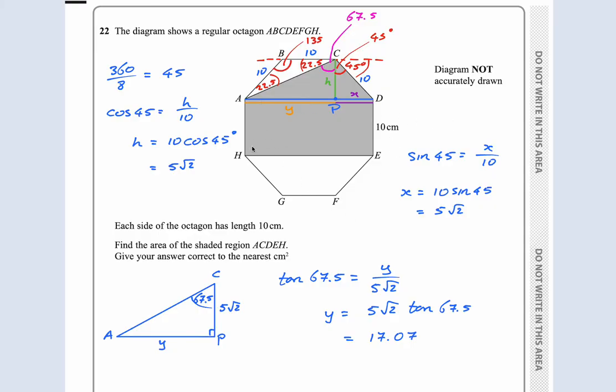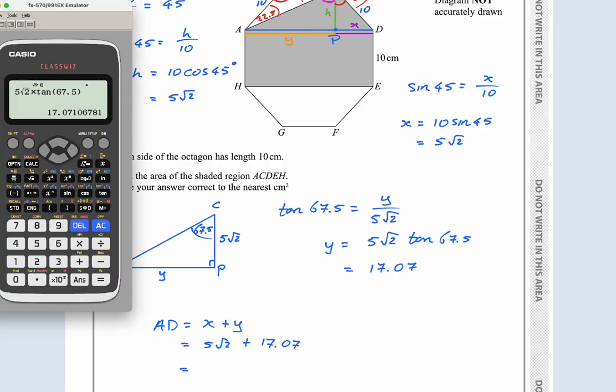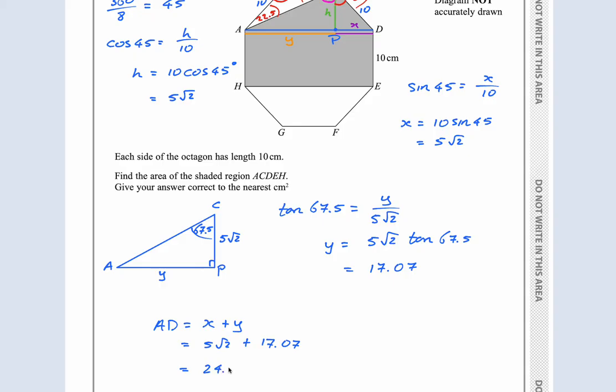Okay, so now I have the blue length, AD. So AD is equal to x plus y, that's right, x plus y, which is 5 root 2 plus 17.07. 5 root 2 plus 17.07 is 24.14. So this is 24.14. That's the length of this.